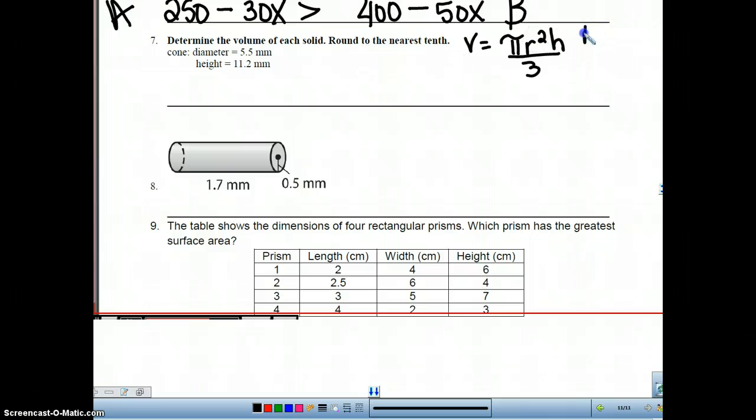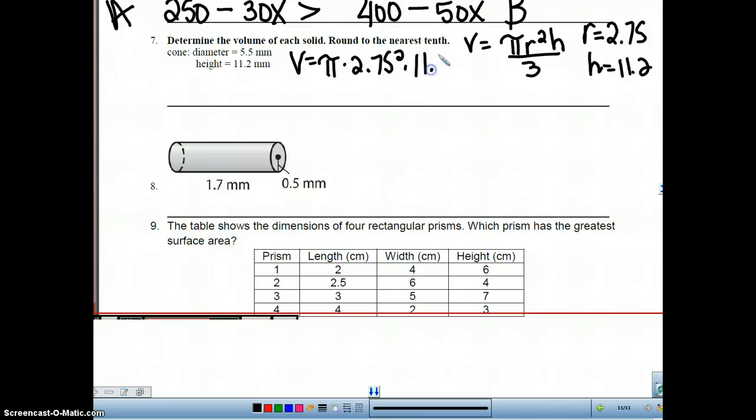What's our radius? It's half of 5.5, so 2.75, right? And what's our height? 11.2. Okay, so we're going to plug all those things in. So we have V is equal to pi times 2.75 squared times 11.2, and all of that divided by 3. When you plug all of that into your calculator, what do you get? Shelby? 86.6. You get 86.6 and what? But you get more than that.